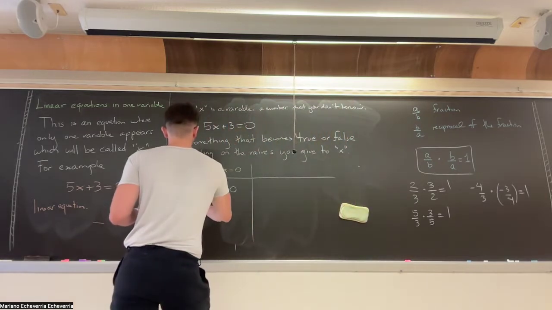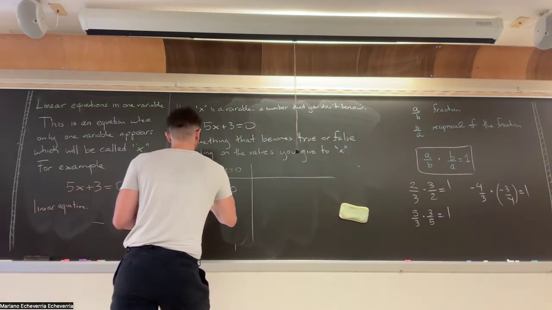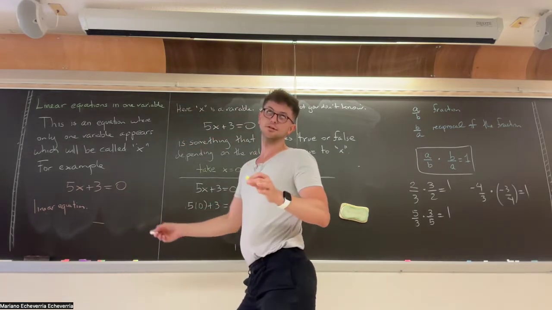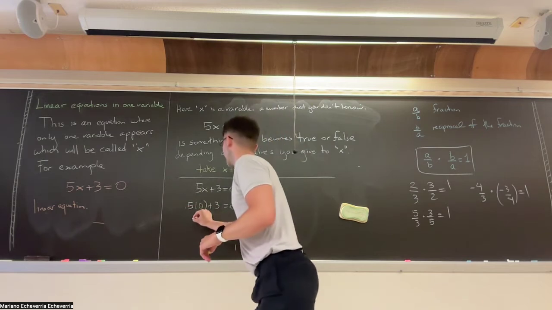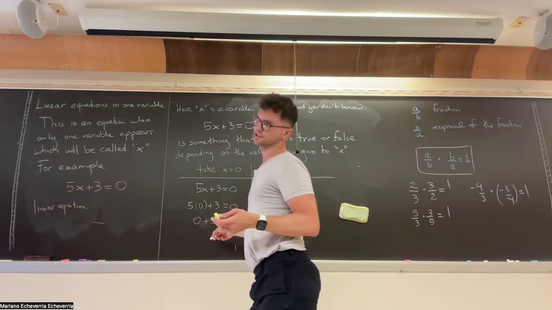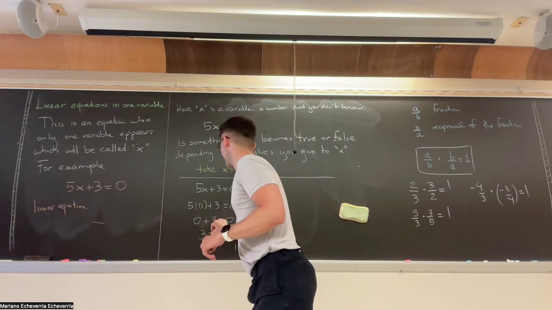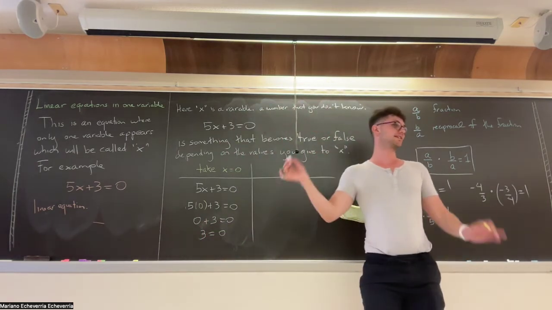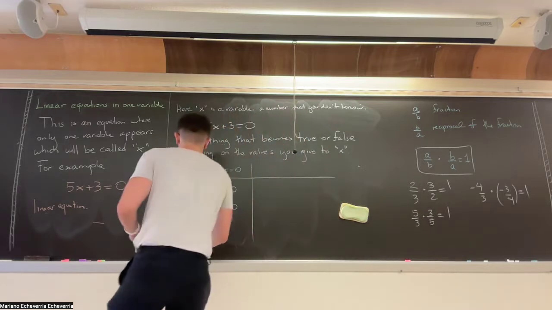So you get 5 times 0 plus 3 equals 0, right? 5 times 0 is 0, like 0 times anything is 0. So you get here 0 plus 3 equals 0. And then 0 plus 3 is 3. So you are getting 3 equals 0, right? Which we know is false, right? So this is not true. So this is false.